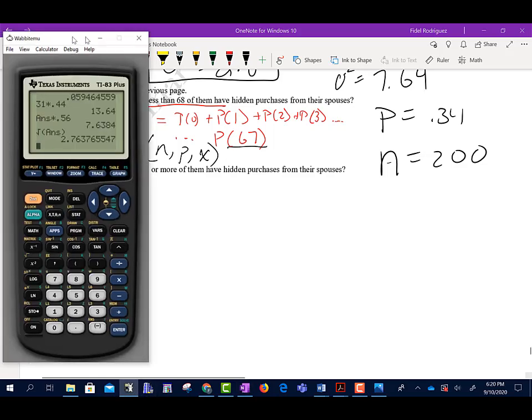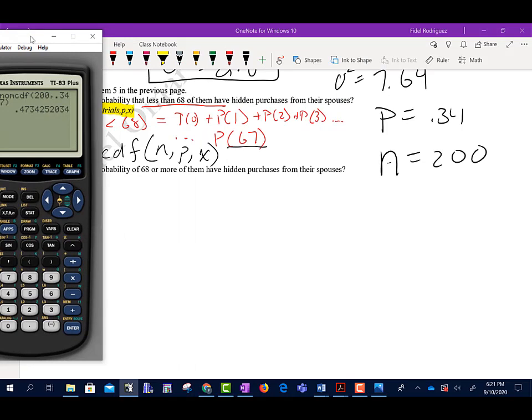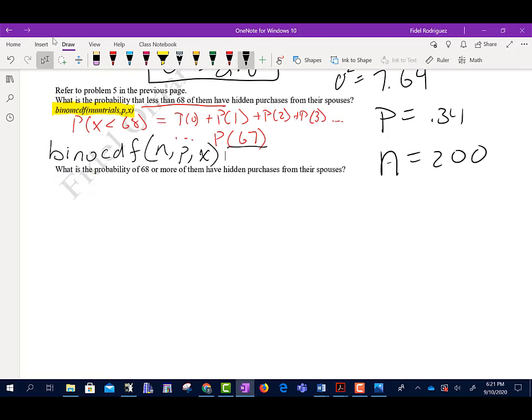So I'm going to show you how I'm going to do this on my calculator. I'm going to clear it out. I'm going to go to second, go to vars, scroll down. Remember, we said number 10 was PDF. Look at number 11, CDF. So number of trials is 200, comma, my probability was 0.34, comma, and now we're going to stop at 67. So I'm getting everybody from 0 all the way to 67. And it's going to add them all up for me. And I'm coming up with 0.4734. That's going to be the probability that less than 68 of them, which would be 0 through 67, are keeping hidden purchases from their spouses.